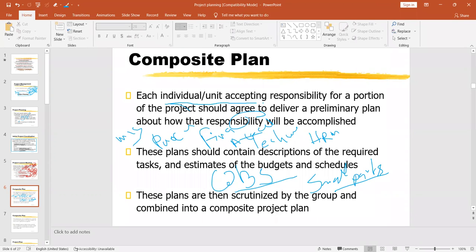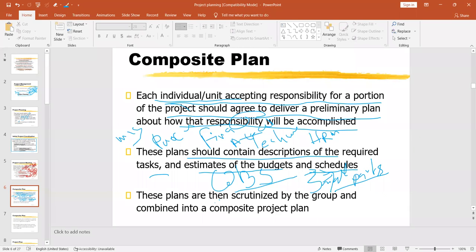Each individual accepting responsibility for a portion of the project should agree to deliver a preliminary plan about how that responsibility will be accomplished. So you have so many individual plans, and when you accumulate all these plans into one plan, that will be a composite plan. These individual or unit-related duties and responsibilities can be accumulated, and then you will have a composite plan. These plans should contain descriptions of the required tasks and estimates of the budgets and schedules, meaning in what weeks or in which month the task will start and finish, or how many days the task will take to reach an end.